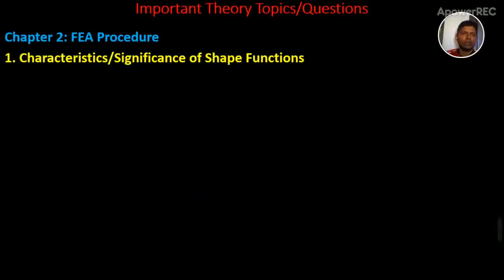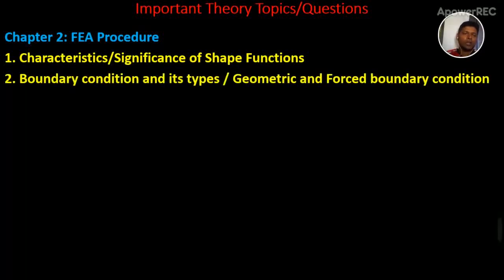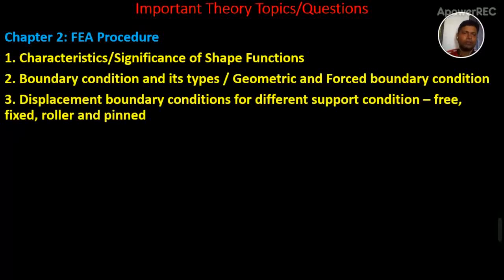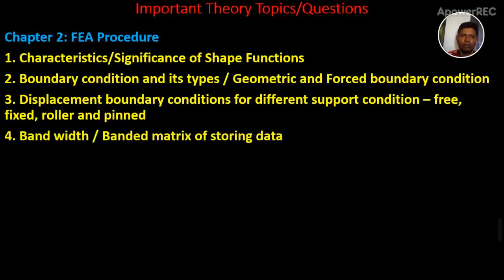So chapter number 2 is FEA procedure. The first question is characteristic significance of shape functions. Second question, boundary condition and its type, or it may be asked geometric and forced boundary condition. Displacement boundary condition for different support condition, free, fixed, roller and pinned.